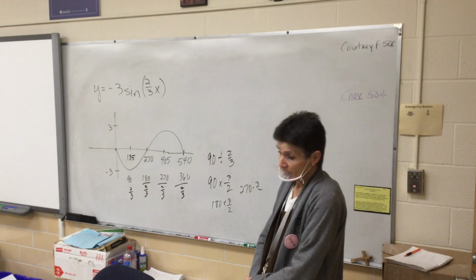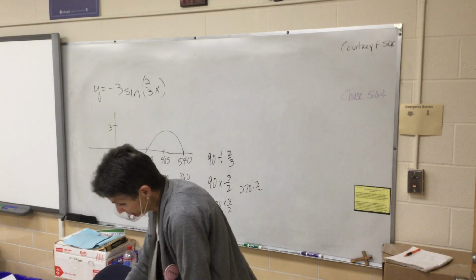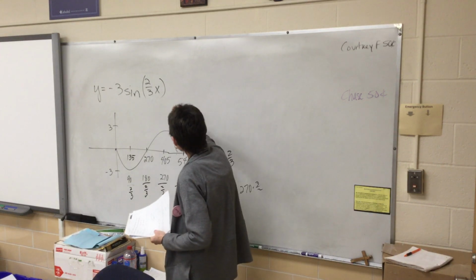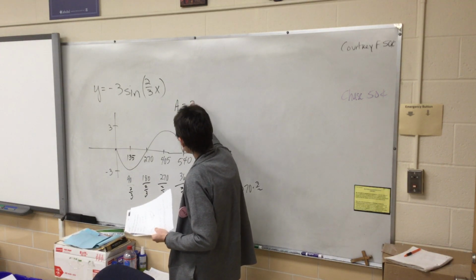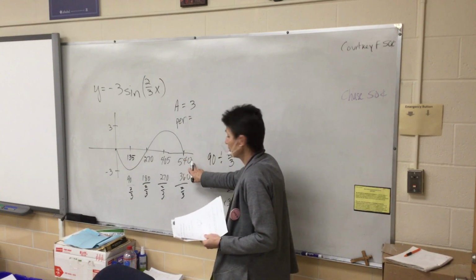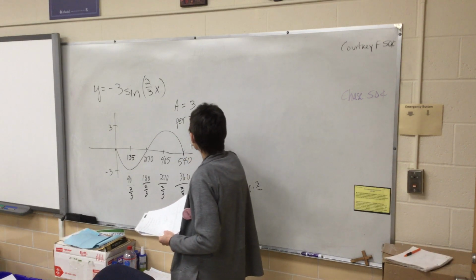And that's my graph. Now, I have to list the period and amplitude. So what's my amplitude? 3. And what's my period? Now that I have a sketch, that's easy. The period is 540.